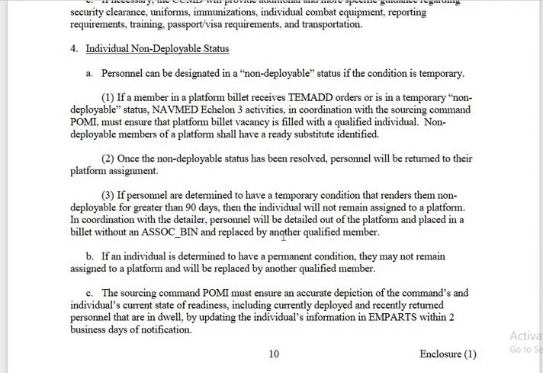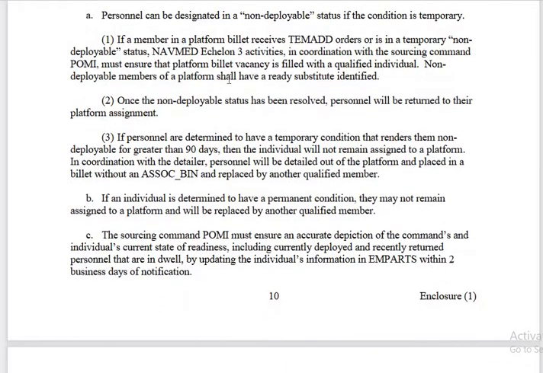Non-deployable status. So non-deployable status can only happen if it's a temporary condition. Reason being, if you're permanently non-deployable, you're probably not going to be in the military for much longer. So if someone on a platform receives temporary duties or is in a non-deployment activity, Echelon 3 must make sure that spot is filled.